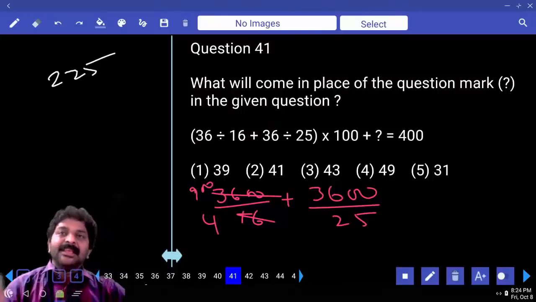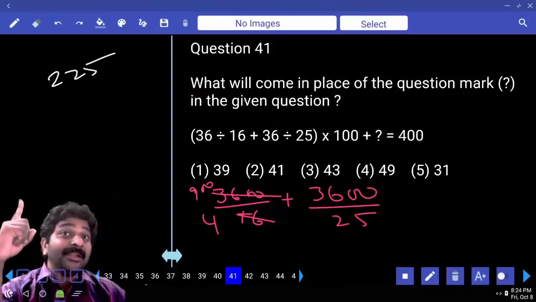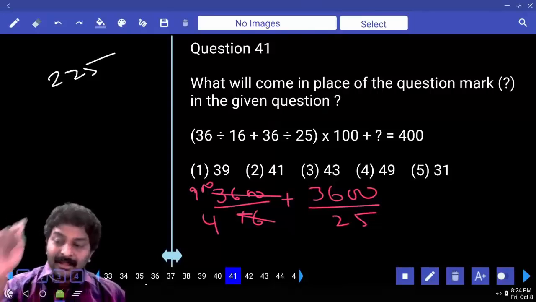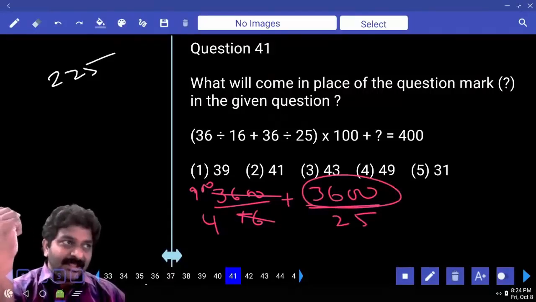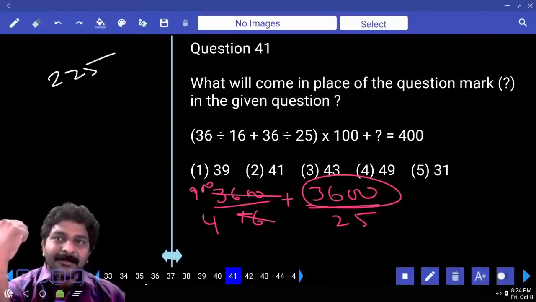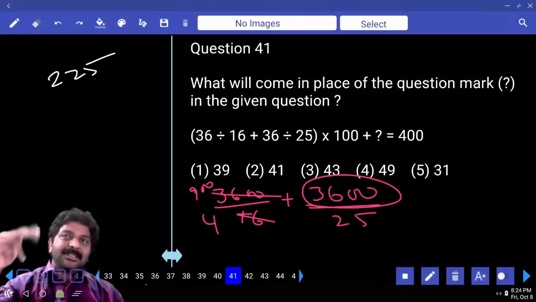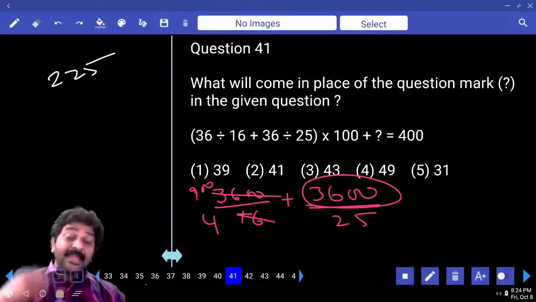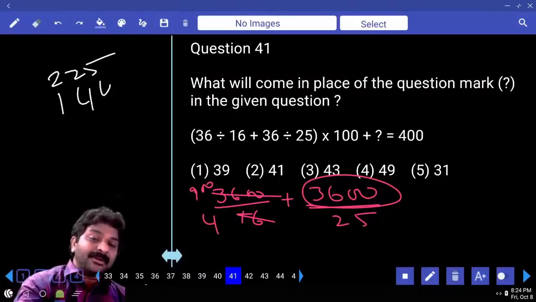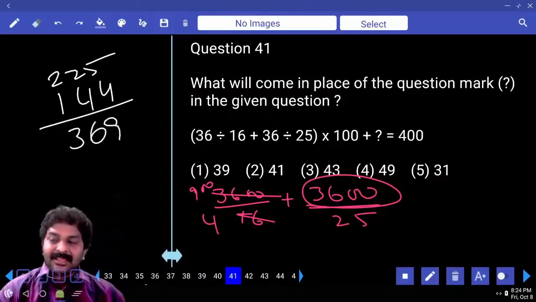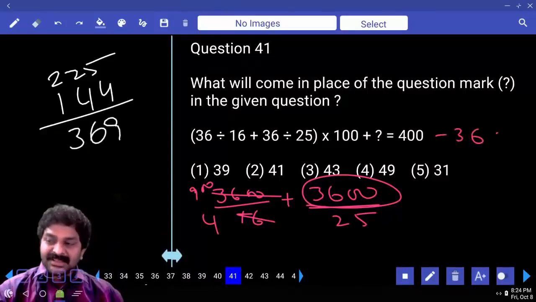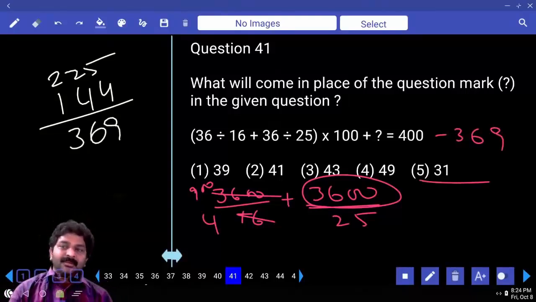225. Yes. In 100, how many 25s will be there? Like that, how many hundreds are here? 3600. That means 36 into 4 times only. 36 double, again double. 36 double, again double. Sum of both the numbers? 369. Goes to right hand side only? Minus 369. Answer 31.